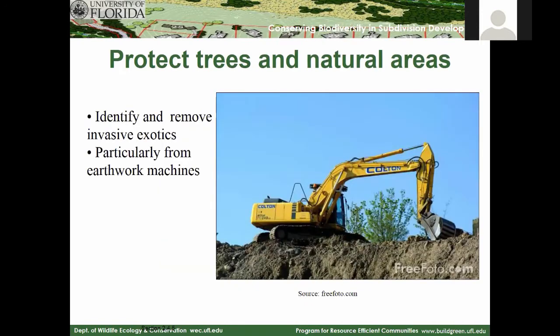And even think about earthwork machines moving from site to site. I mean, a highly disturbed site is a perfect venue for invasive exotics to take control. So how do you do it in a way that you minimize the spread of invasive exotics? You need to check the earthwork machines when they move from site to site that they don't have propagules or seeds from invasives from one site to the next.